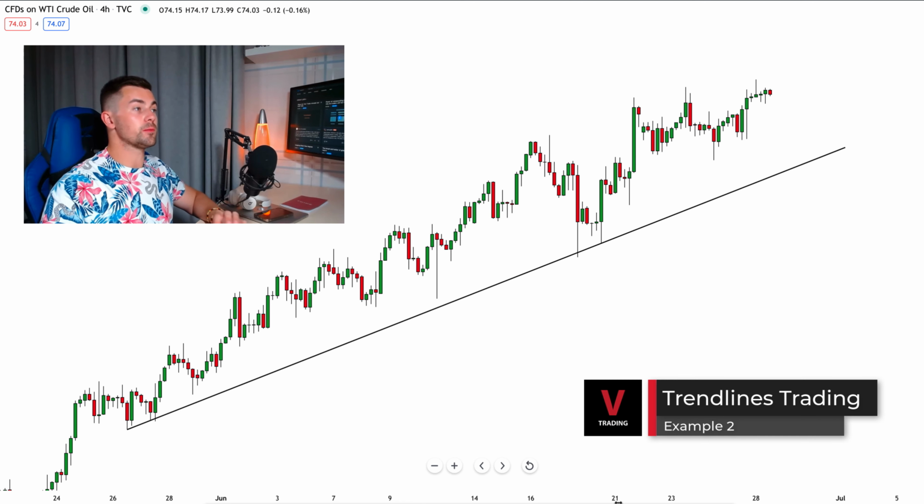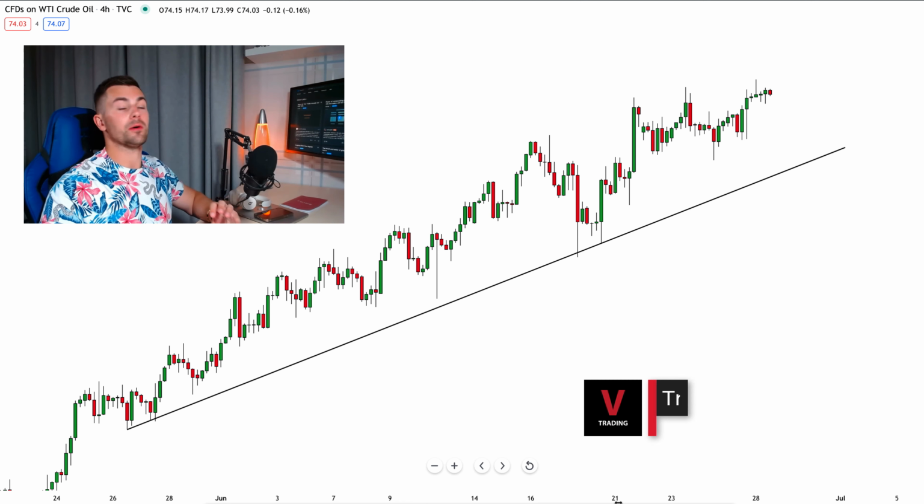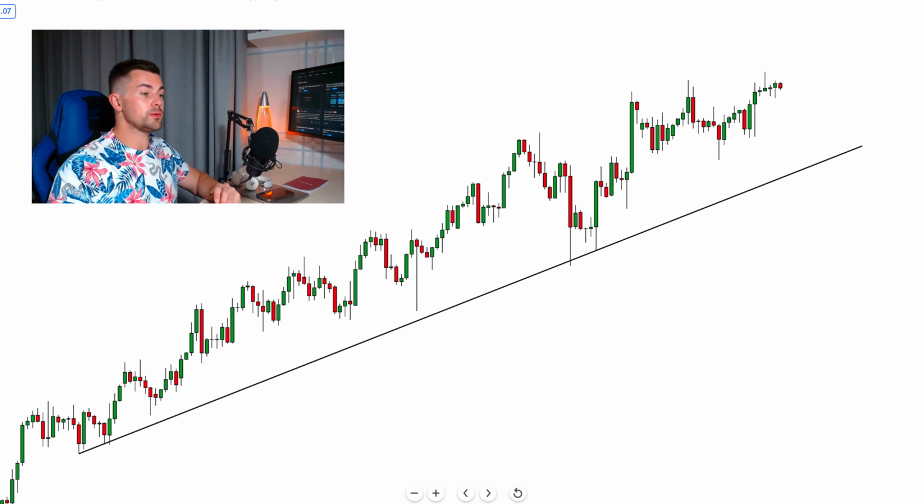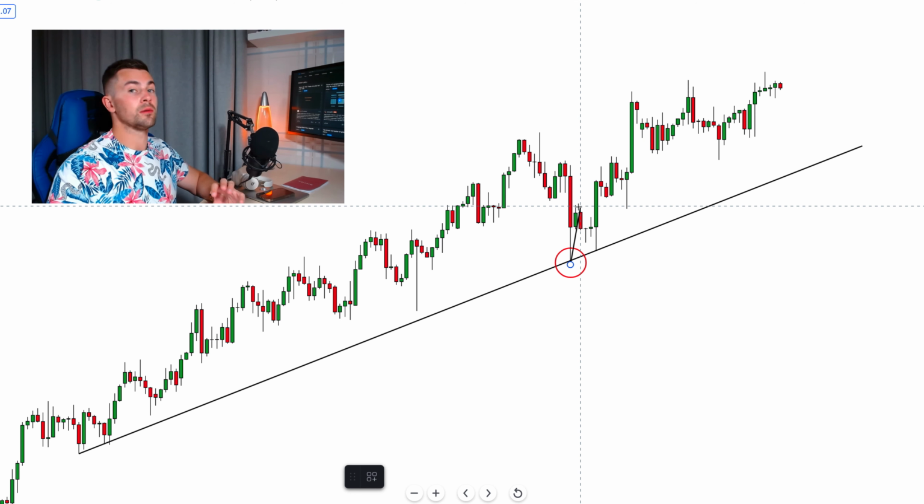Let's take another example on oil. Here you can see that the price is following this very nice rising trend line, and this trend line serves as a very strong support. You can see that recently that trend line was tested right here. The price tested that trend line, and from that point we saw a very nice initial bullish movement.